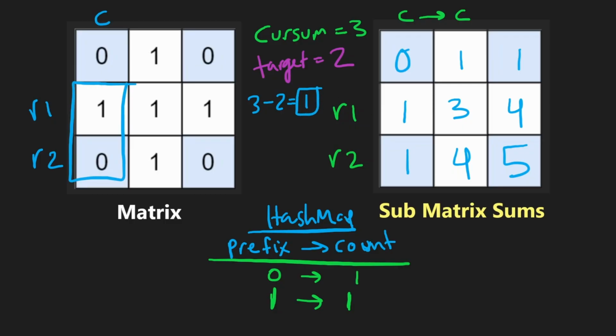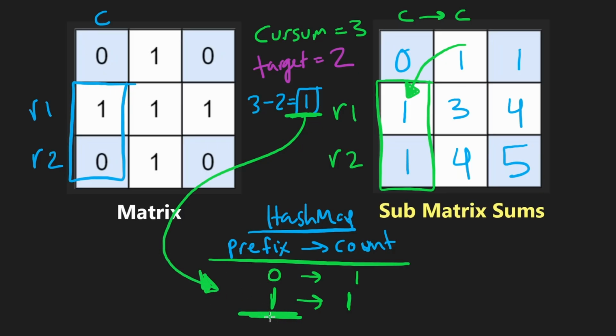We want to know, is there possibly a prefix, and so far this is the only prefix we've inserted, is there a prefix that sums up to 1? How do we know that? Well, we would have inserted it in the hash map. It looks like the key 1 does exist in the hash map, and the count is equal to 1. So this count is what we're going to add to the result.